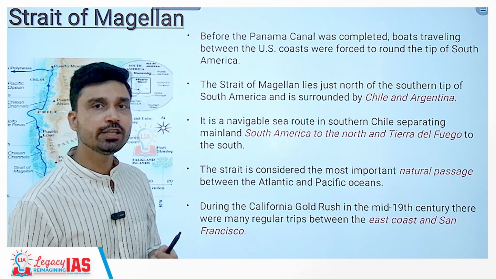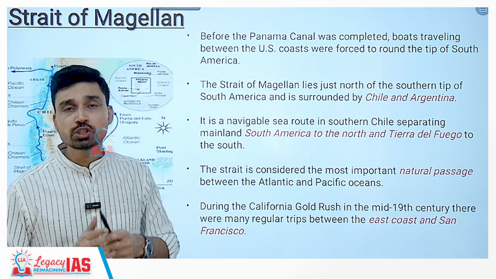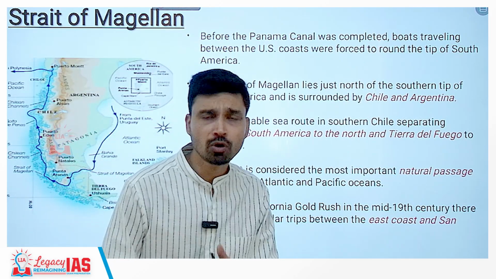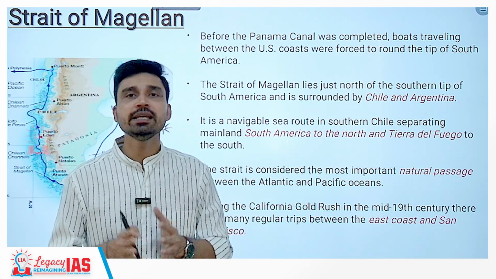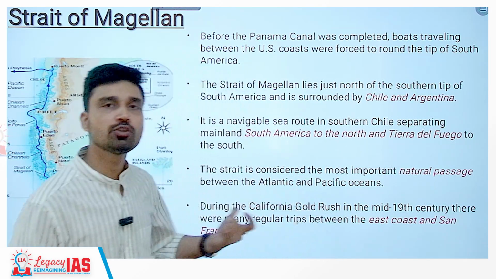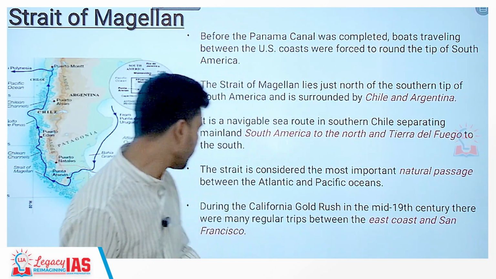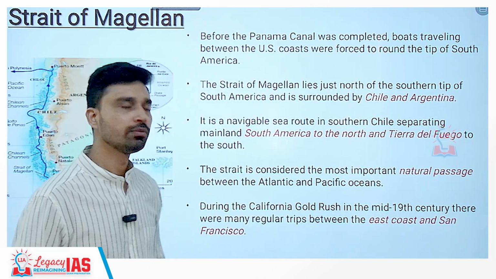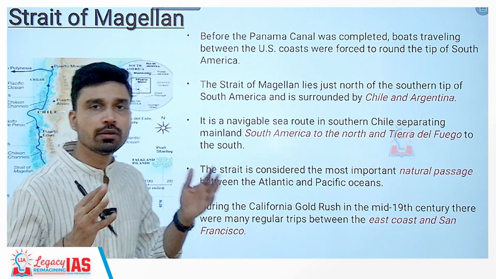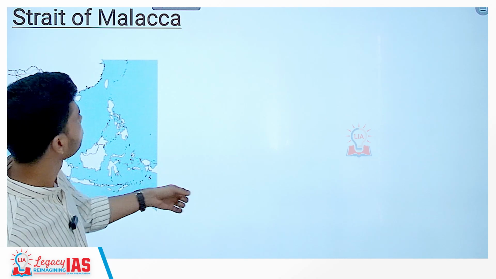Now, in earlier history, at the time of the California gold rush, many people were rushing to California, situated on the western coast of the USA, basically in search of gold, and this time period is called the California gold rush. So, during this gold rush in the mid 19th century, there were many regular trips between the eastern coast and San Francisco, and that is when this Magellan Strait was used very frequently by many ships and sailors.